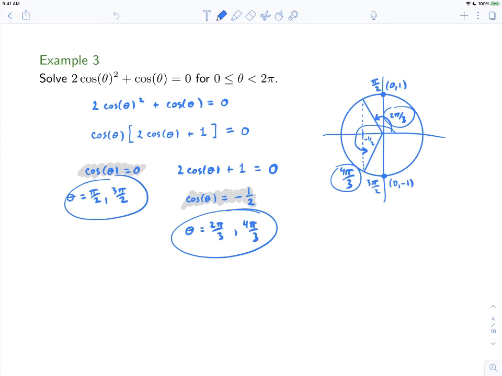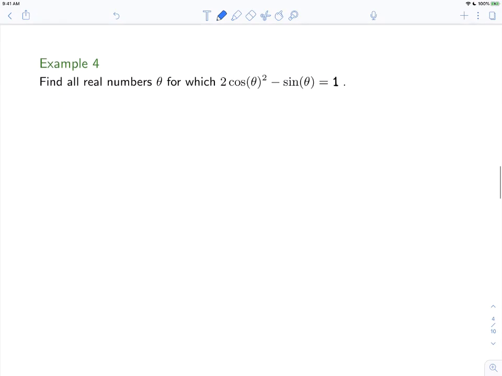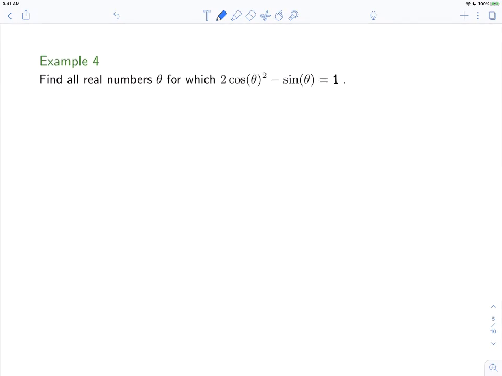Let's do another example. Find all real numbers theta for which 2 cosine theta squared minus sine of theta is equal to 1. Okay, so 2 times cosine of theta quantity squared minus sine of theta is equal to 1.